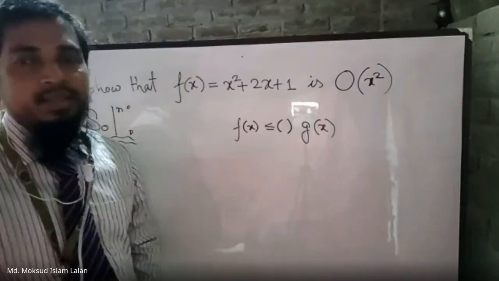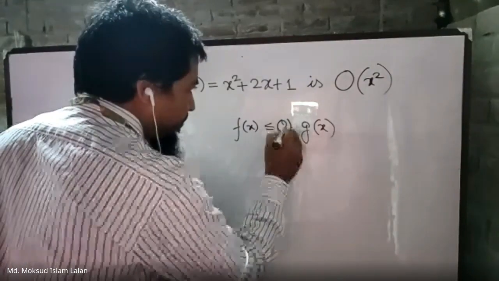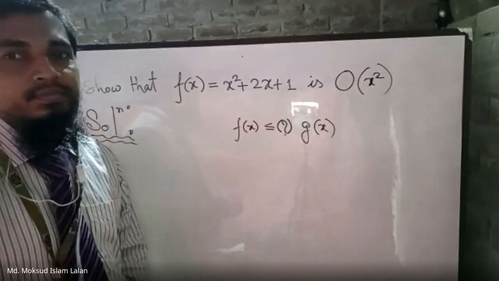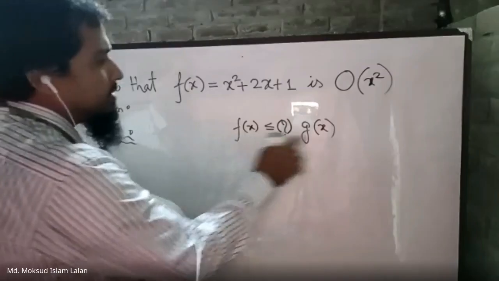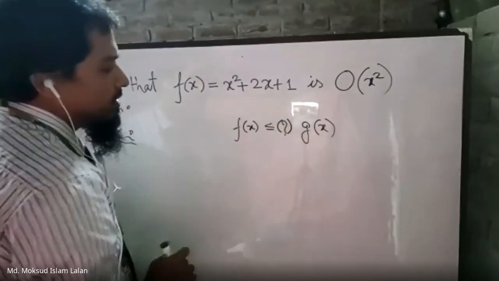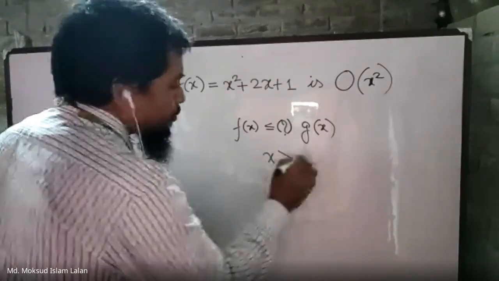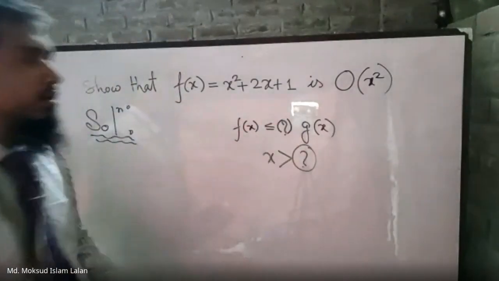Do you understand, dear student? So you have to find out this constant, right? This is the big O definition. So we have to find out this constant and another; there are two witnesses, right? So what are their witnesses? These two we have to find out, right?